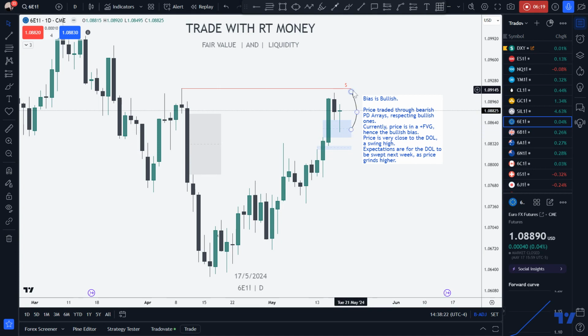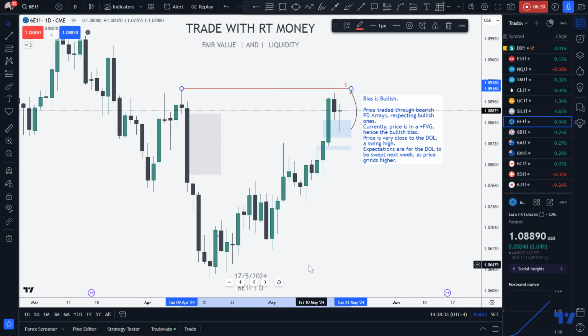I'm looking for price to come up to finish its trick. It seems like the intent of price is pretty clear: to get to this draw on liquidity here at 1.09160. We're trying to get to that price, and it looks like we should accomplish that next week. Look for price to maybe sting one more time, or even a couple of times, into this fair value gap before pushing higher.